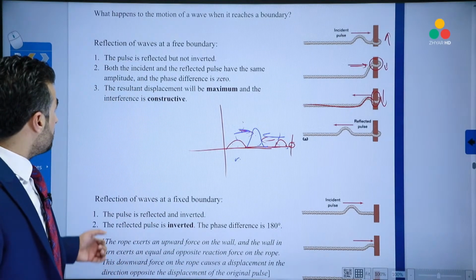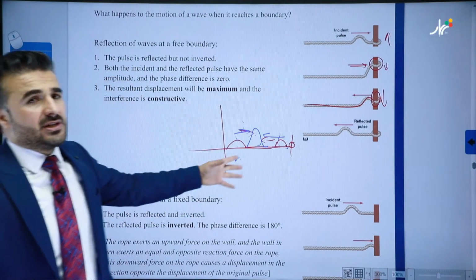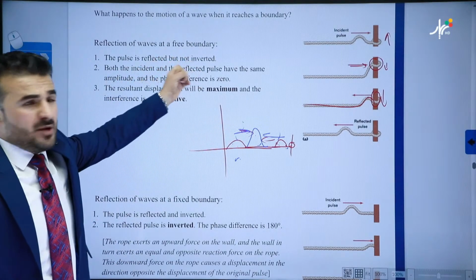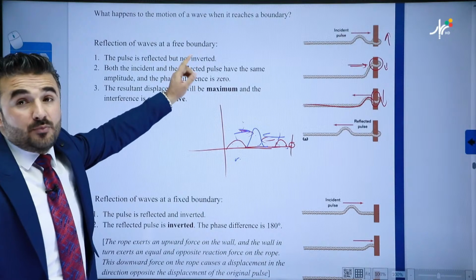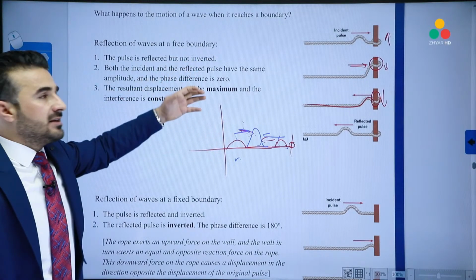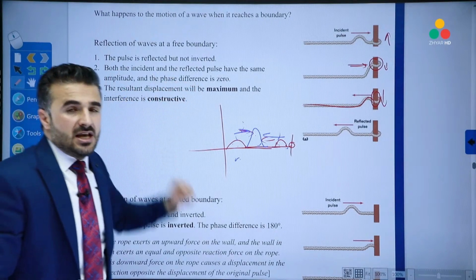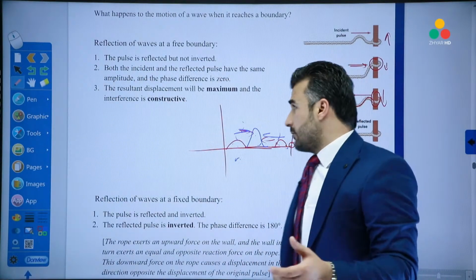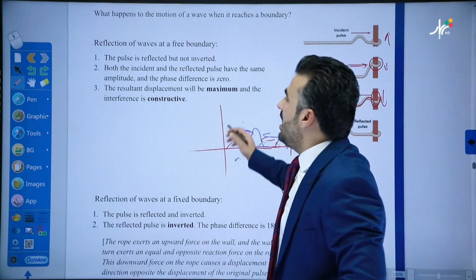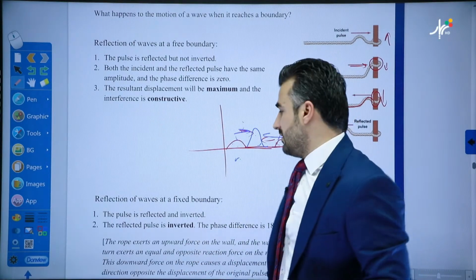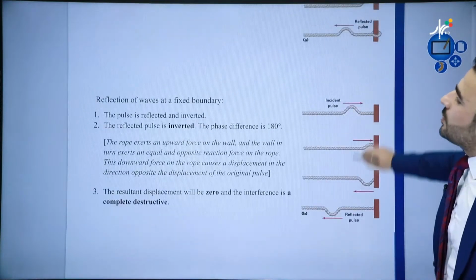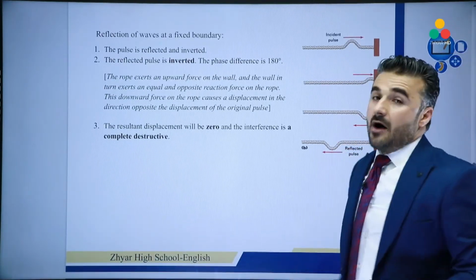And so what are the properties of this? Or what happens here, okay? So reflection of a wave at a free boundary: the pulse is reflected but not inverted because it is not upside down, you can see. Both the incident and the reflected pulse have the same amplitude, and of course the phase difference between the two would be 0, and then the resultant displacement would be maximum, and the interference is constructive. We say constructive because these two both would be on the same side of the equilibrium.